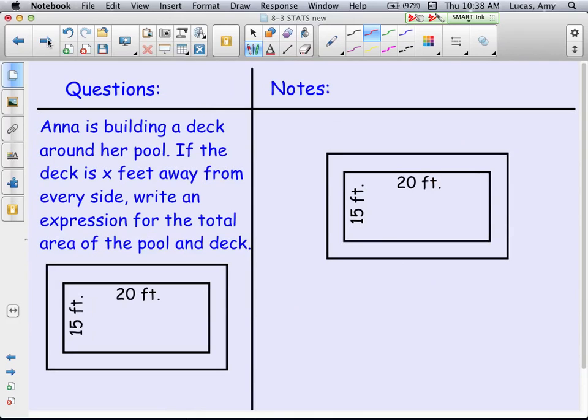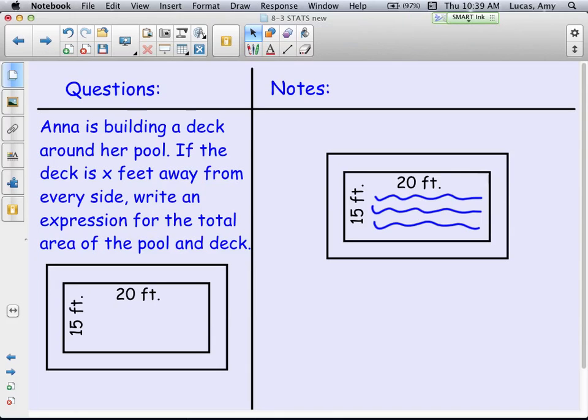Okay, our next one. Anna's building a deck around her pool. If the deck is x feet away from every side, write an expression for the total area of the pool and the deck. So we're looking for the entire area of the pool and the deck. So we know the area of the pool, we could find by multiplying 20 times 15. But we don't know the area of the deck. So I don't want to approach it by adding the pool area plus the deck area. I want to just look at that entire rectangle, the entire rectangle.